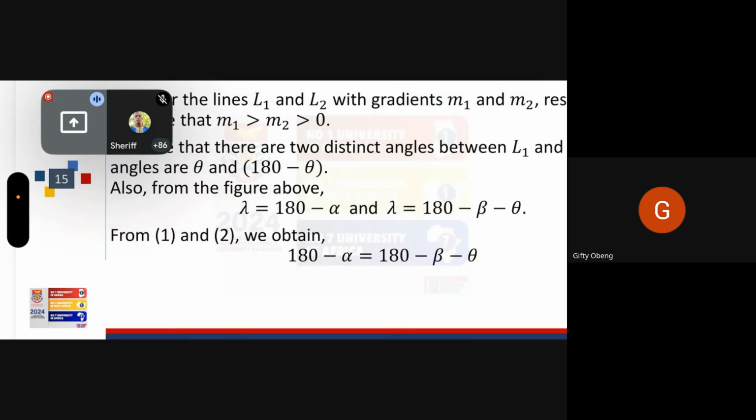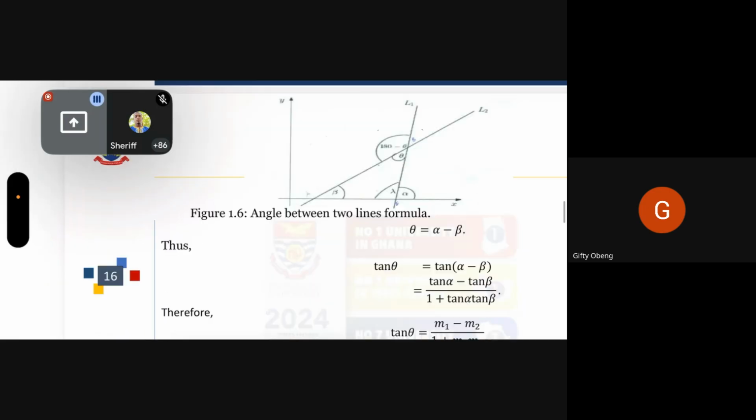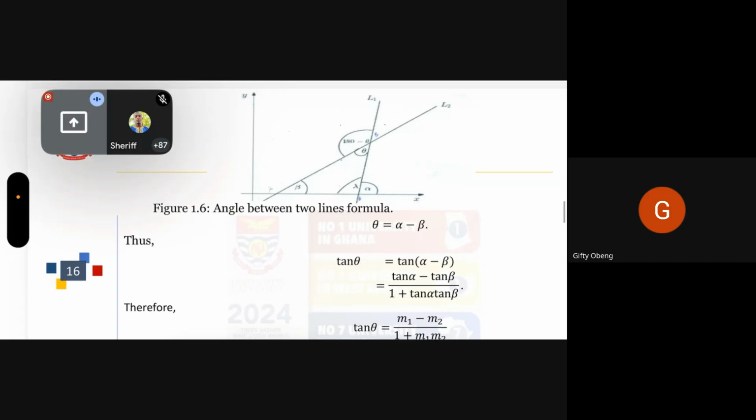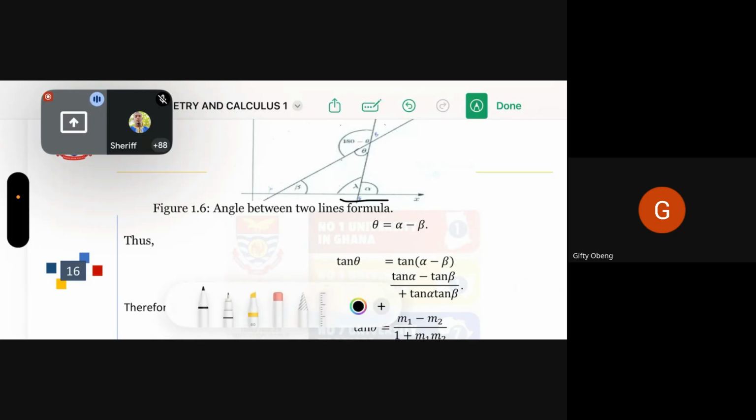So when I come here, my lambda is equal to 180 minus alpha. And as you just said, the total interior angle is also 180. I can make lambda the subject. Let me take my pen and write something. This is what I mean. On this straight line, I'm going to get my lambda to be equal to 180 minus alpha. I hope you get it.